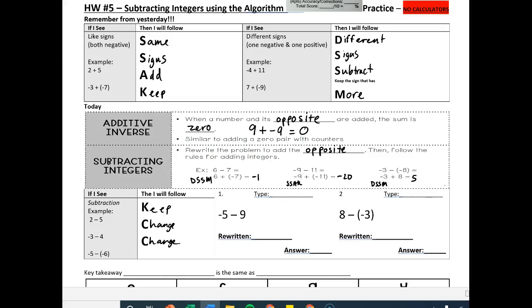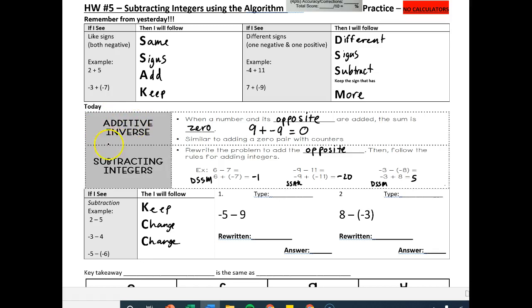If you're absent or just needed a refresher, please use this video. So, subtracting integers using the algorithm. Yesterday we learned how to add integers, and our two rules were: if they were same signs, you add and keep the sign, or if they were different signs, you subtract and keep the sign that has more, right? So we got pretty good at that. And then today we're going to move on to subtracting integers.